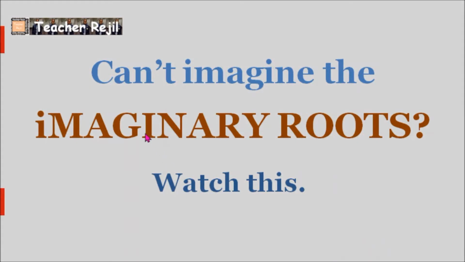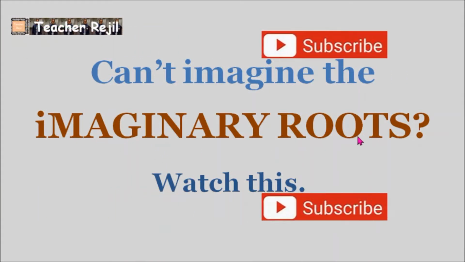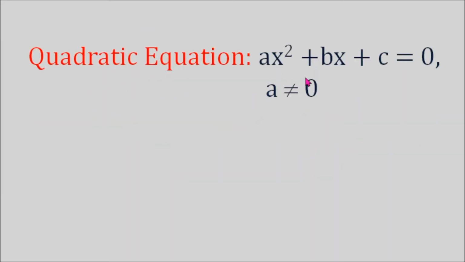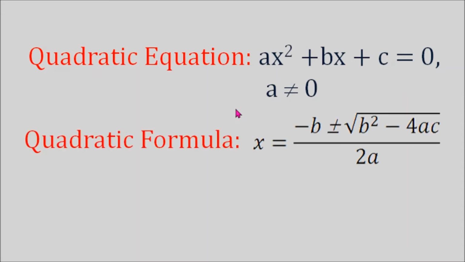In this video, we are going to talk about imaginary roots as a result of solving quadratic equations of the form ax squared plus bx plus c equals 0, where a is not equal to 0. If our quadratic equation cannot be solved by factoring, we are advised to use the quadratic formula. It's x equals negative b plus and minus square root of b squared minus 4ac all over 2a.